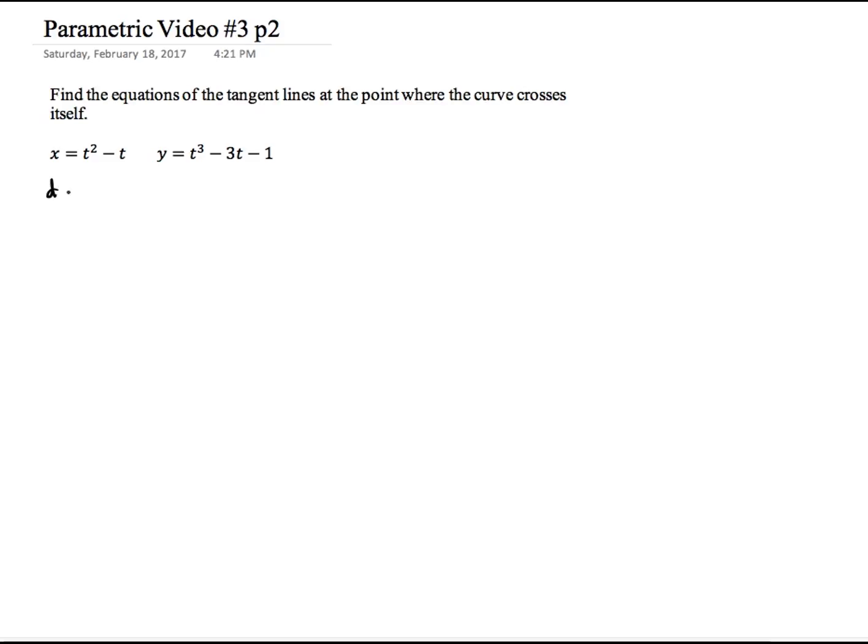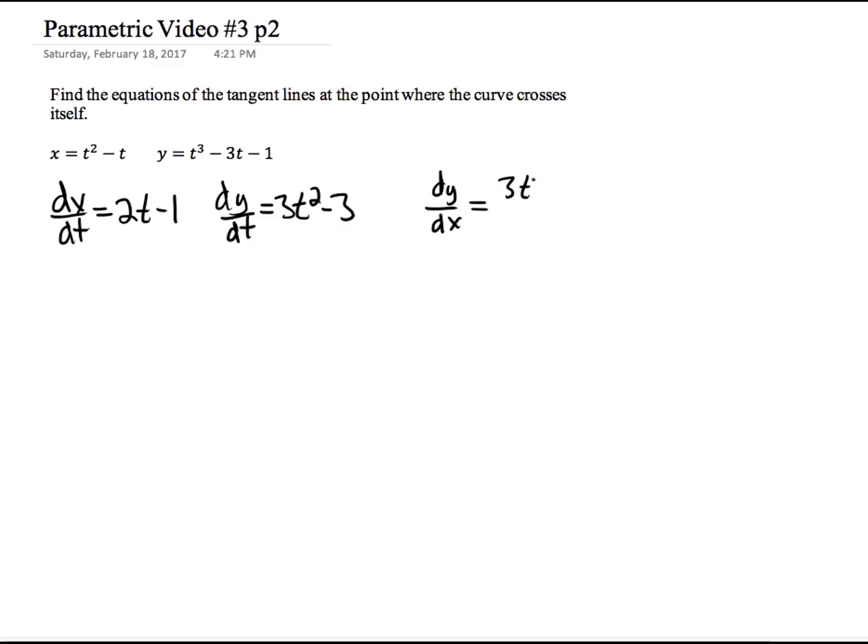To do dy/dx, we're of course going to need dx/dt. So I'll do that underneath here, which is 2t minus 1. Nice easy derivative. dy/dt will also be required. So dy/dt is going to be 3t squared minus 3, another easy derivative. So that means dy/dx is going to be the ratio of those two with the y at the top and the x on the bottom.